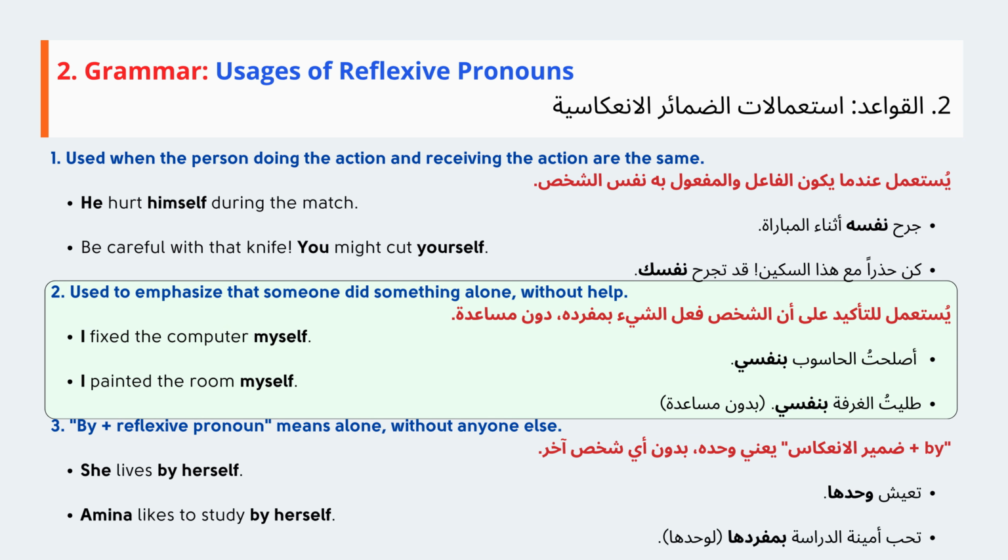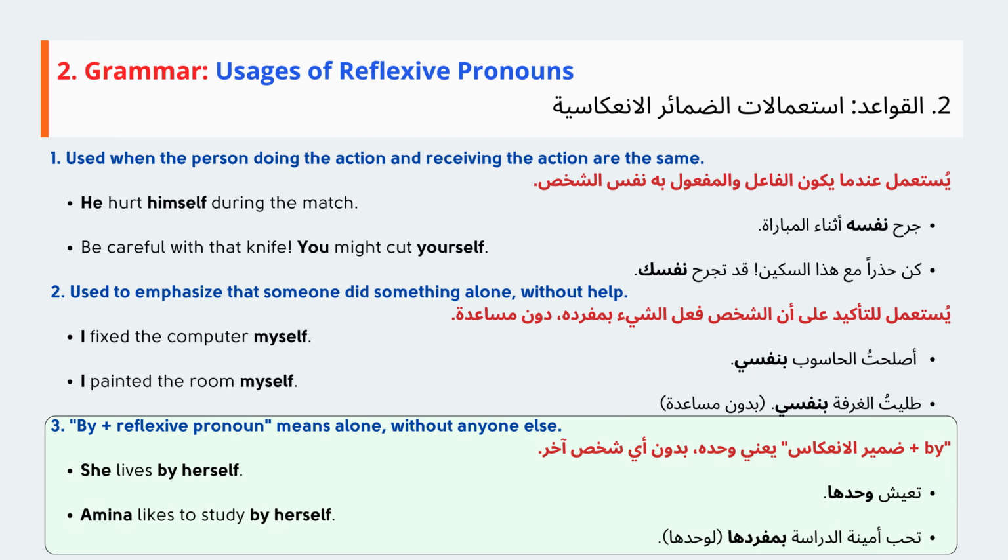Second, reflexive pronouns are used to emphasize that someone did something alone, without help. For example, I fixed the computer myself. Or, I painted the room myself. Third, when we use by plus a reflexive pronoun, it means alone, without anyone else. For example, she lives by herself. Or, Amina likes to study by herself.